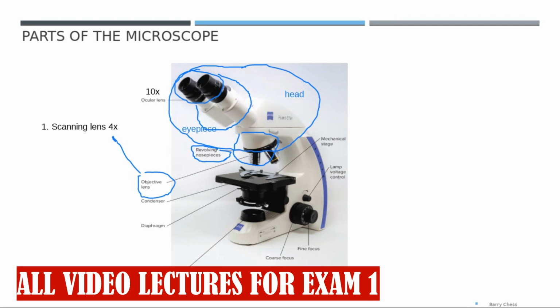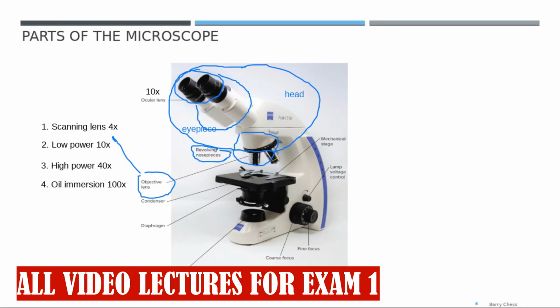And then the second one is called the low power. It has 10 times power. And the third one is called the high power objective lens. It has 40 times. And then the last one, the longest one, is called the oil immersion lens, and it has 100 power. So there are 4 objective lenses usually in the nosepiece. Scanning lens 4 power, low power lens 10 power, high power lens 40 times, and then oil immersion lens 100 times.